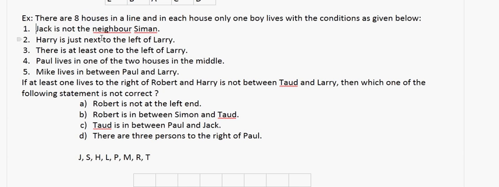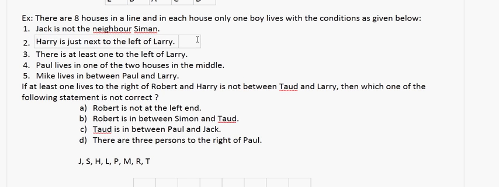Harry is just next to the left of Larry. So Harry is left of Larry, right? Still we cannot use the statement. All we can say is H is left of L, right? So they are sitting something like HL, right? Something like a HL, right? Something like this they are sitting. There is at least one to the left of Larry, right? So this says Larry is not at the left hand corner.